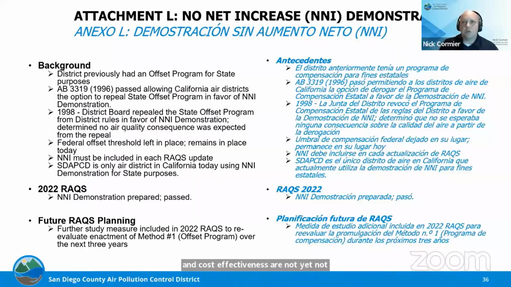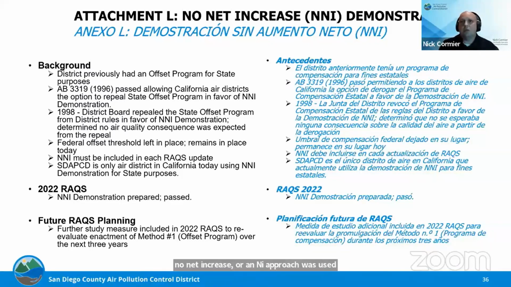One of the attachments in the 2022 RACS we wanted to highlight was attachment L, which is a reevaluation demonstrating that state-based emission offsets are not required to attain state ozone standards. Emission offsets are created when a company is required to compensate for an increase in emissions in one area by decreasing emissions in another area. APCD previously had a state emission offset threshold in place, but it was repealed in the late 90s, and the no net increase, or NNI approach, was used.